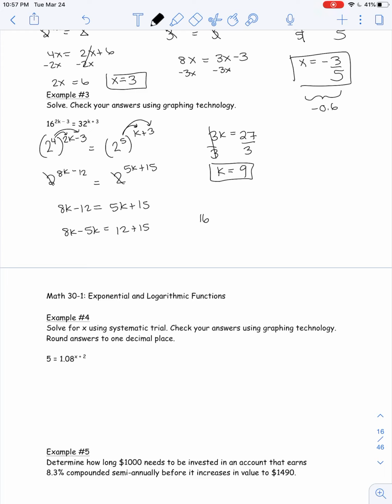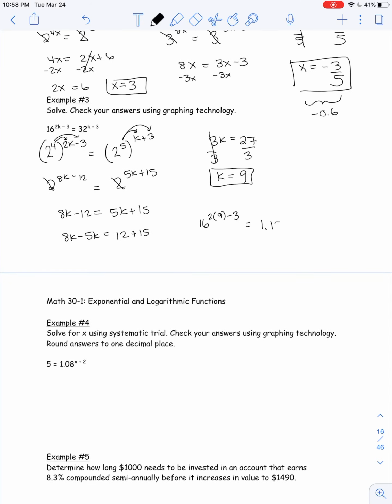Now, with this one, the window is actually going to be quite large, and I'll show you why. So if I substitute k as 9 into the left side, I want to see what y value it's going to equal. So if I put 2 times 9 minus 3, and I'm going to put that in my calculator just to show you the value. So I'm going to go 16 to the power of 2 multiplied by 9 minus 3. I get something massive. I get 1.15 times 10 to the power of 18. That's scientific notation. That's a large answer there, right?